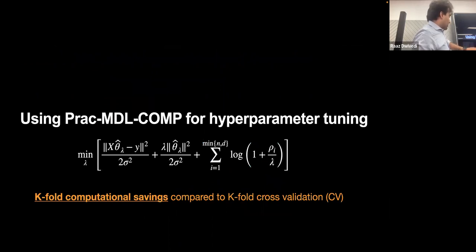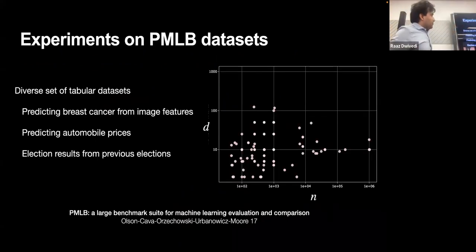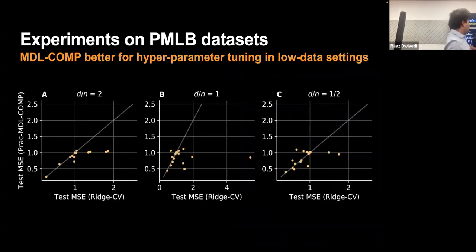So I'll show some experiments quickly and end. Basically, you can use this objective instead of cross-validation. And compared to cross-validation, we only have one-fold computation. So if you're doing k-fold cross-validation, our objective is k times better computationally. We tried on a bunch of PMLB data sets. In the interest of time, I will not describe the details. This is the plot that tries to argue that our method is competitive with cross-validation.